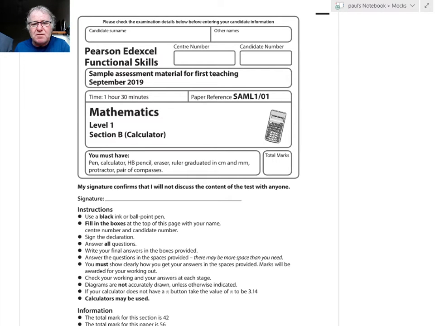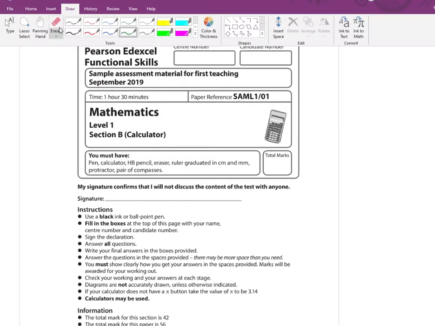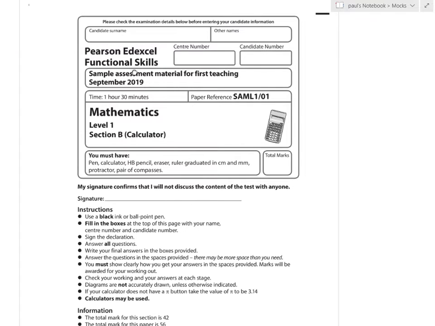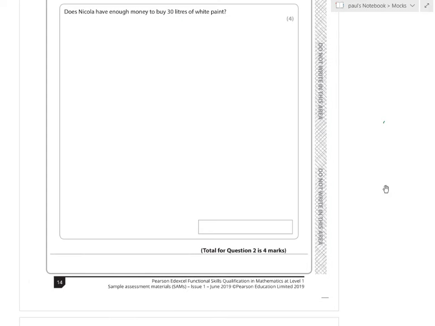Edexcel Functional Skills, a sample assessment, level 1 calculator. It's a mouthful. Let's see what we can do with this one. It's a sample, so no problems with copyright or anything. Right, all we've got to do is make it go up and down. Right, there we go.